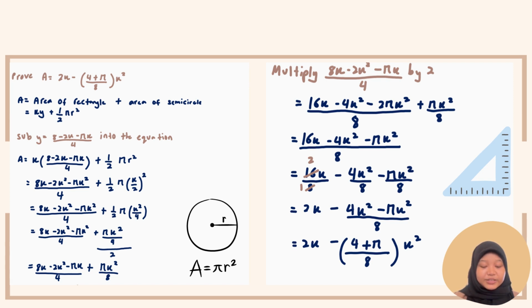Then 6x over 8 minus 4x square over 8 minus pi x square over 8. And lastly, we will get 2x minus (4 plus pi) over 8 x square. We get 2x minus (4 plus pi) over 8 x square by simplifying the 4x square minus pi x square over 8.